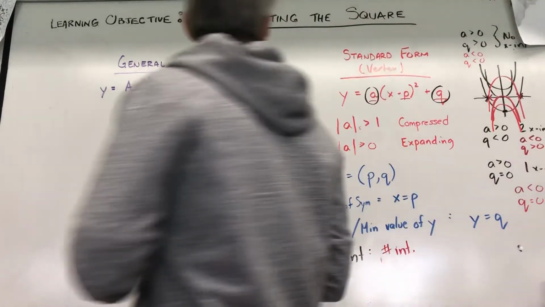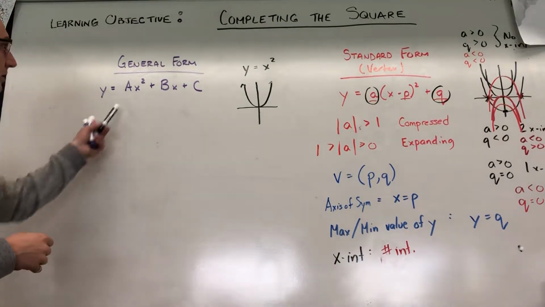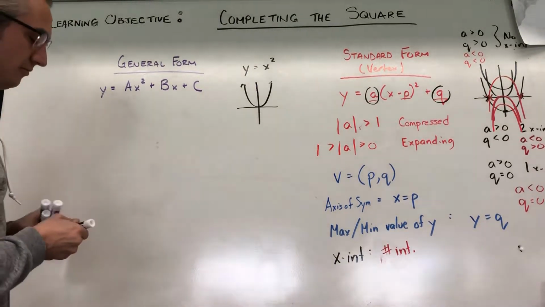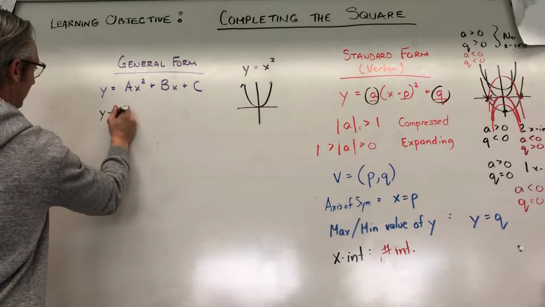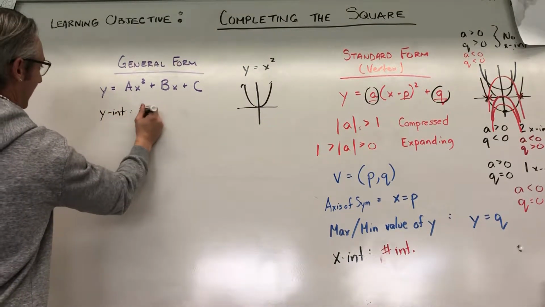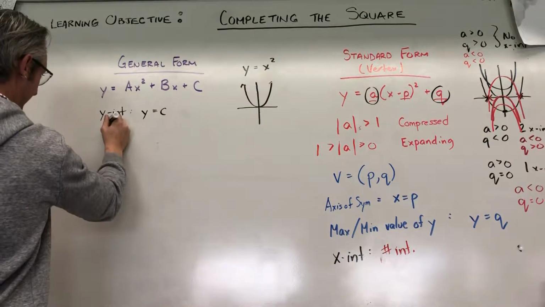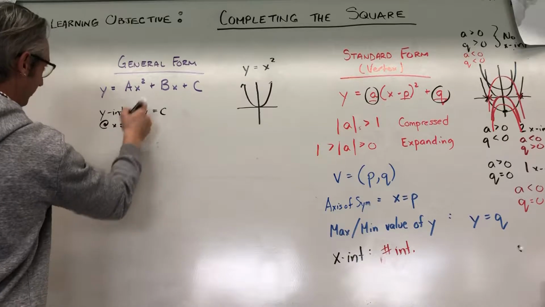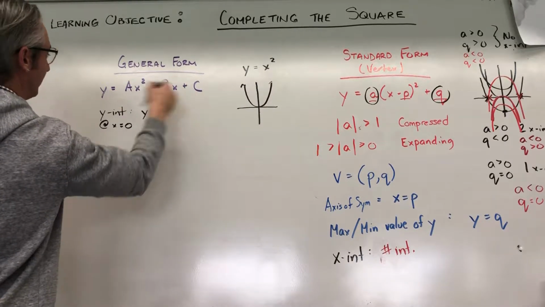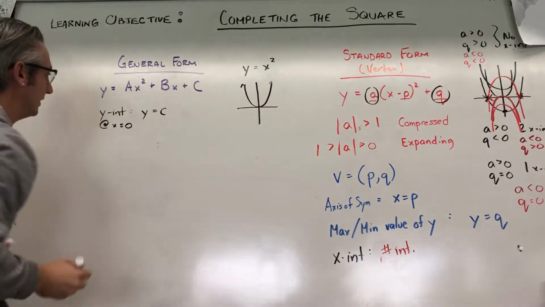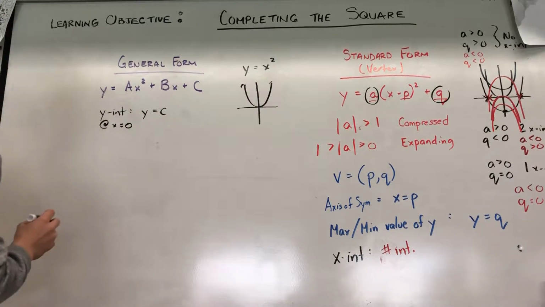With the general form, we can't figure out the vertex just by looking at it. But what we can figure out just by looking at it is our y-intercept, which happens at y is equal to c, because the y-intercept happens at x is equal to 0. So if x is equal to 0 here, that's 0 plus 0 plus c, so the y-intercept is equal to c. It happens at y is equal to c.